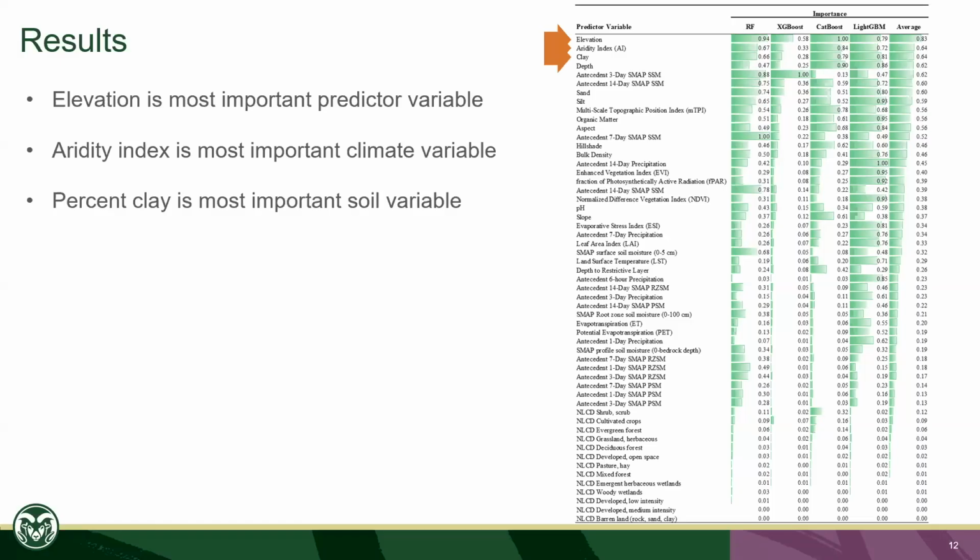The most important variable for the soil is the percent clay, which I think makes sense. We see generally a positive correlation between clay content and soil moisture.